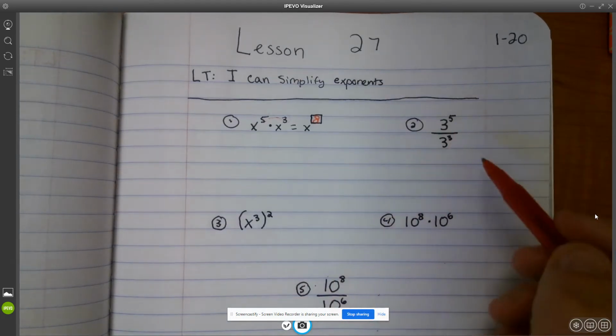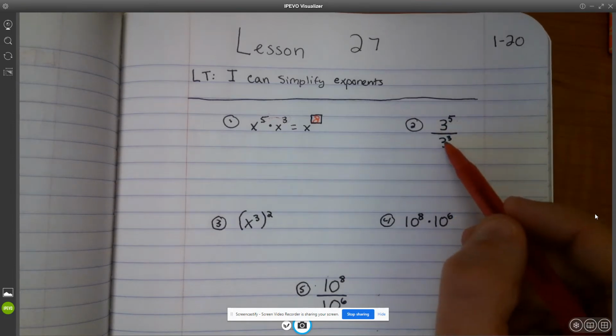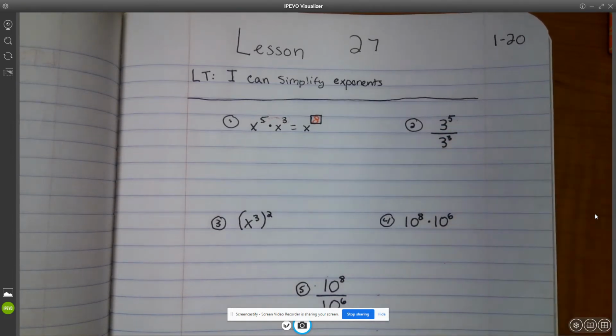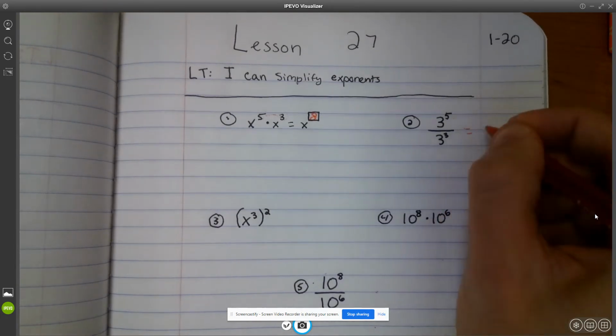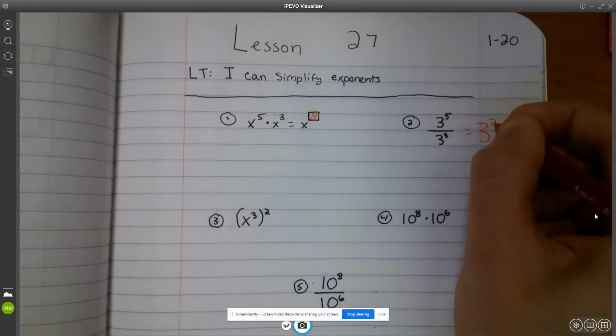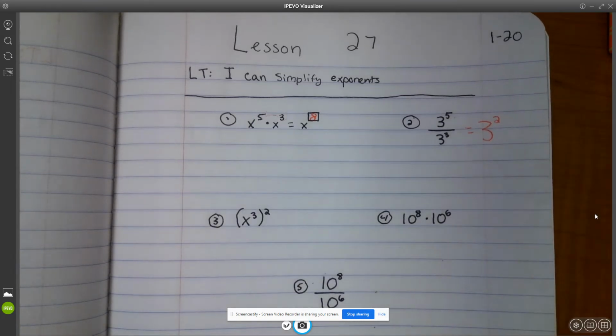Number 2, on the opposite side here, we have 3 to the 5th divided by 3 to the 3rd. You might have guessed it. We're going to subtract these ones. So 5 minus 3 is 2. So this would be 3 to the 2nd power, or 3 squared, which would be 9 if we wanted to solve that.